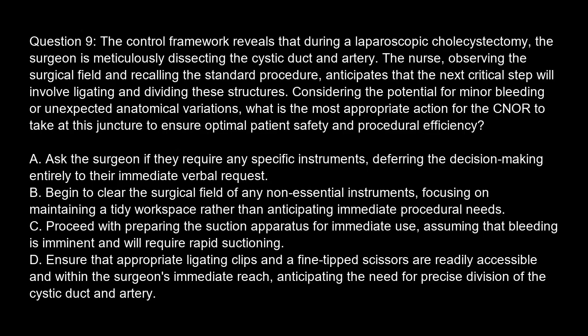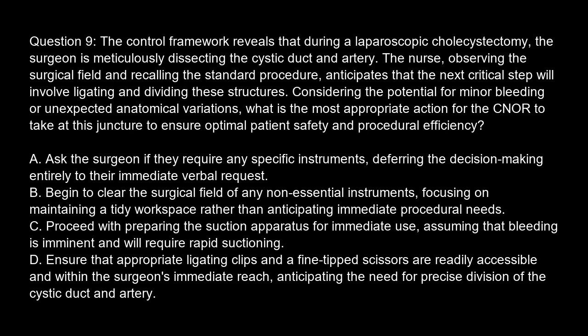Question 9. The control framework reveals that during a laparoscopic cholecystectomy, the surgeon is meticulously dissecting the cystic duct and artery. The nurse, observing the surgical field and recalling the standard procedure, anticipates that the next critical step will involve ligating and dividing these structures. Considering the potential for minor bleeding or unexpected anatomical variations, what is the most appropriate action for the CNOR to take at this juncture to ensure optimal patient safety and procedural efficiency?